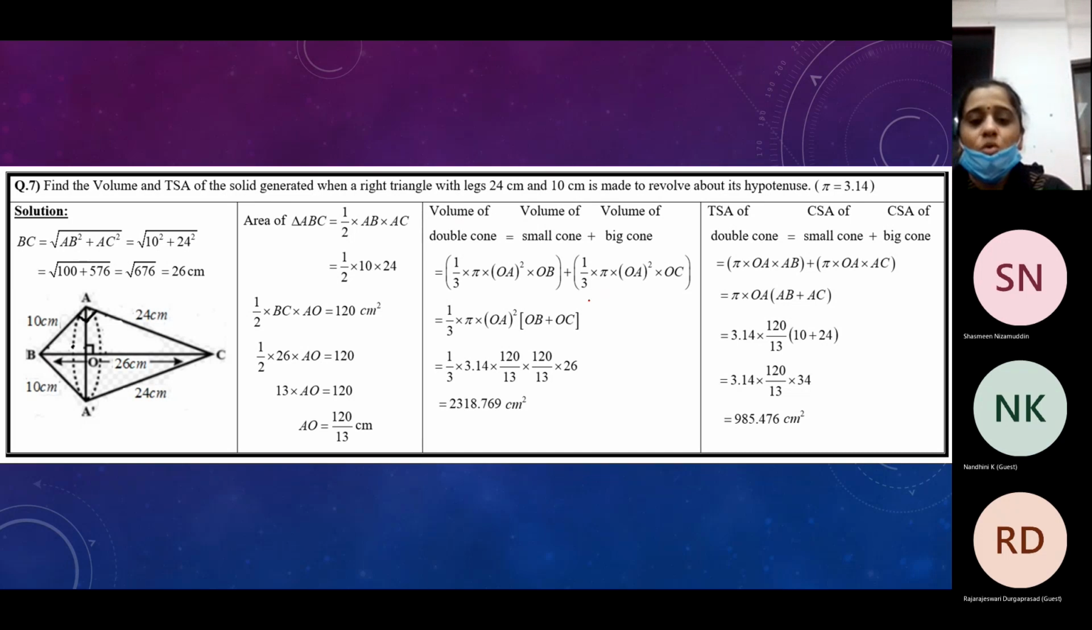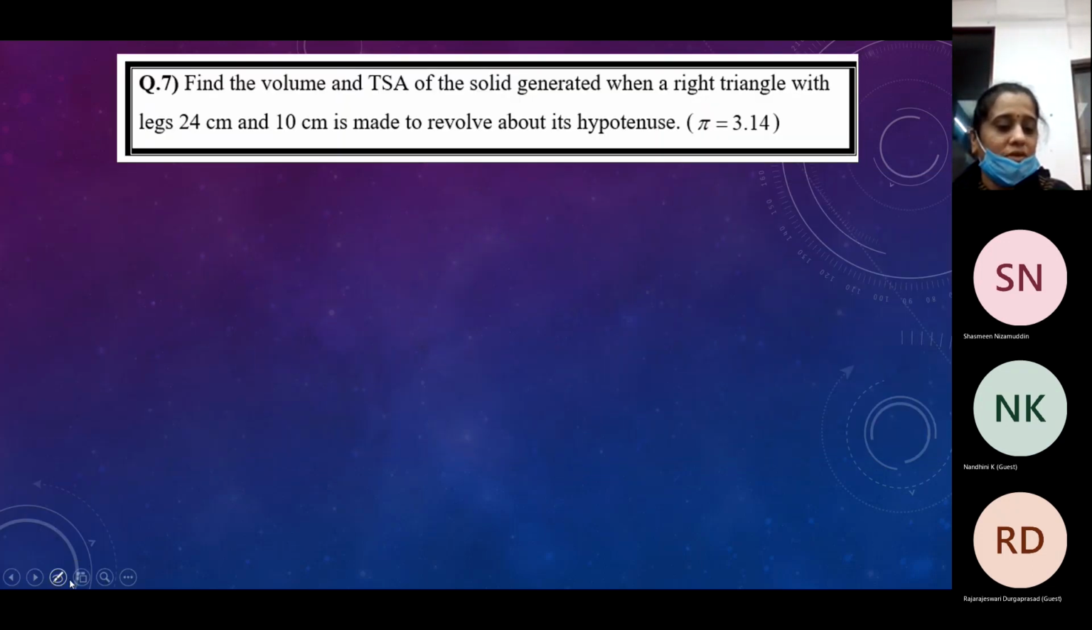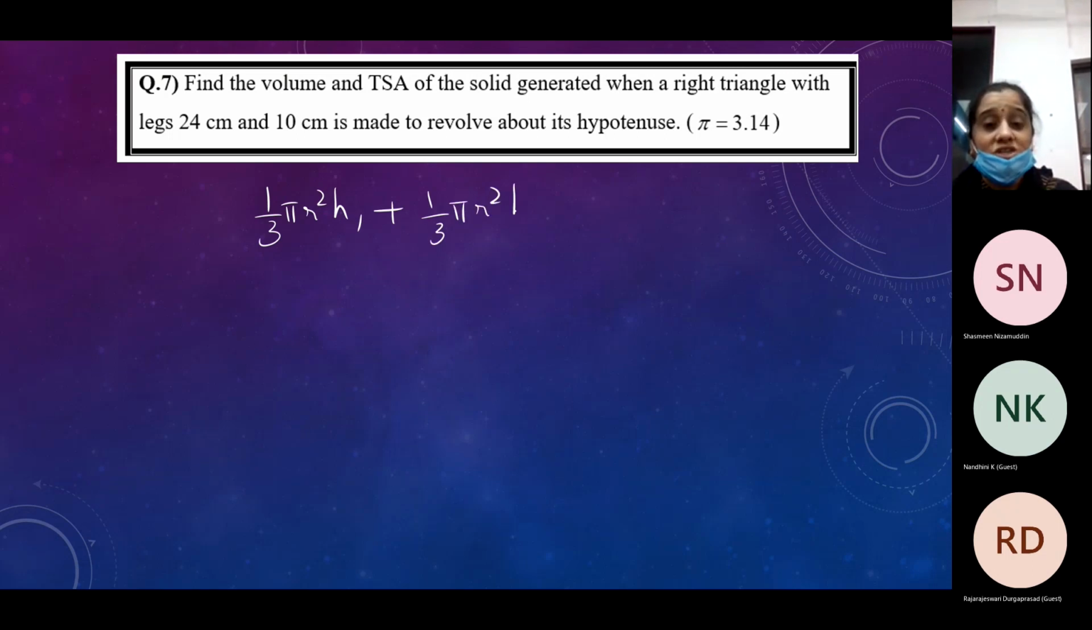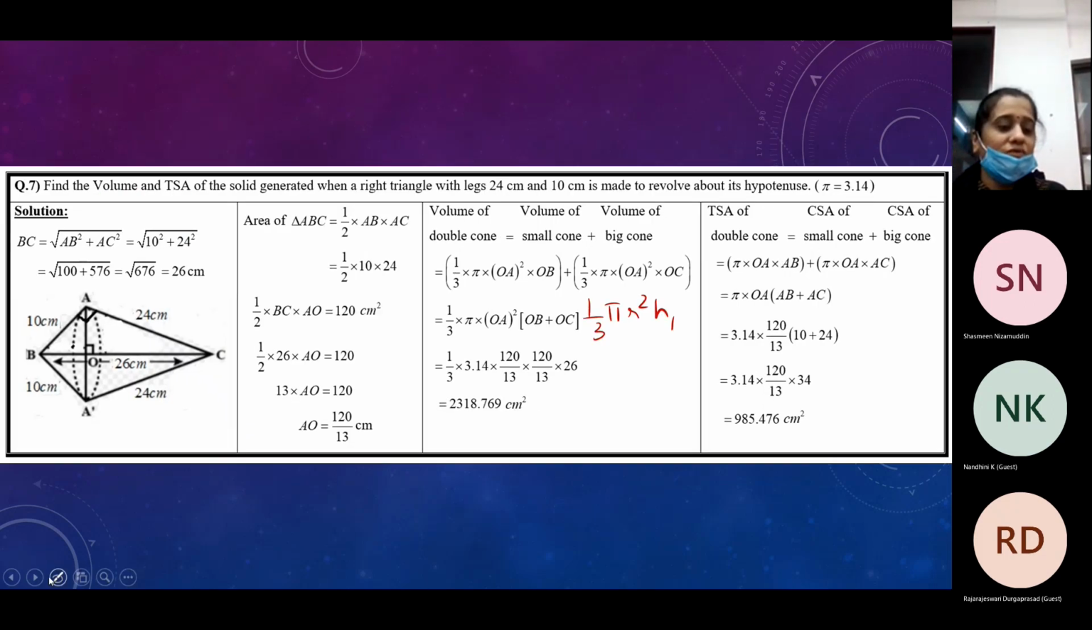Now you have like this 1 by 3 pi r square h1. One minute. Look at this. You have 1 by 3 pi r square h1 plus 1 by 3 pi r square h2. What's common? 1 by 3 pi r square is common. In the bracket, h1 plus h2. That's what I've done here. So you will get OB plus OC.